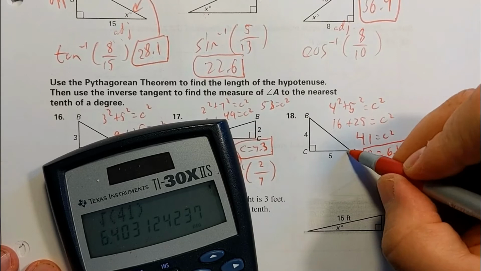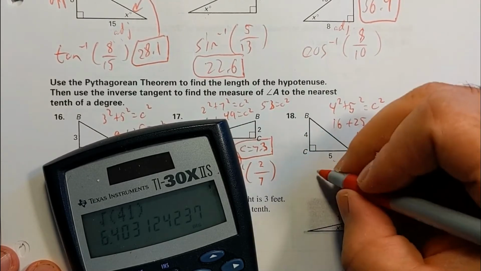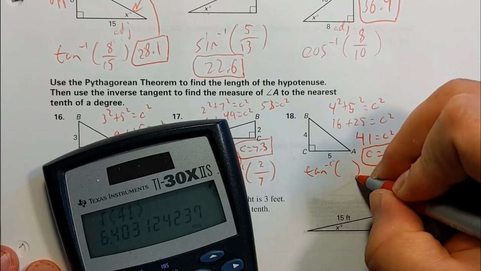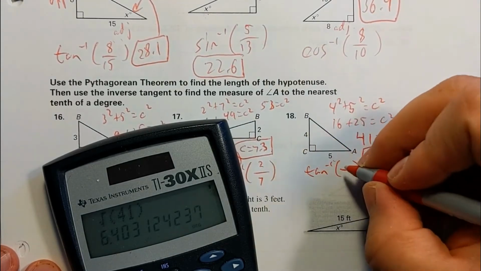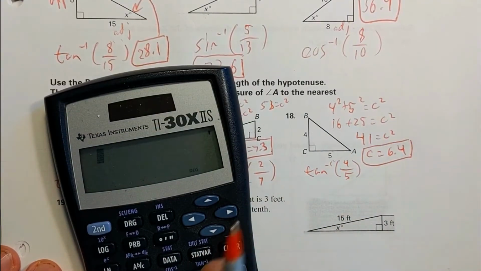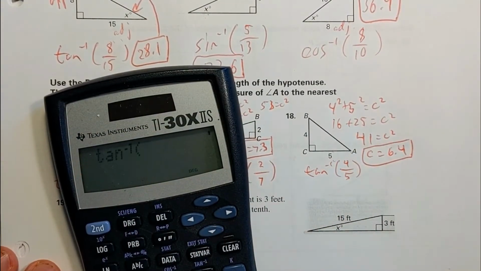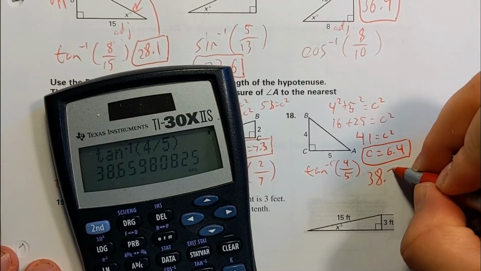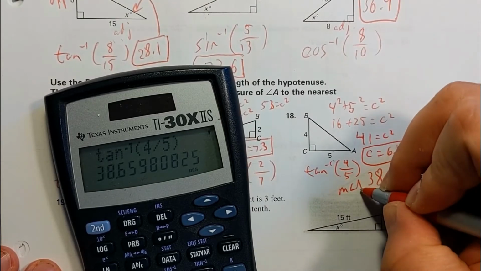And then from A, 4 is opposite, 5 is adjacent. So we're using tangent, we want the angle, so we're doing inverse. And then opposite goes to the top, adjacent goes down to the bottom, and that's what goes in our calculator. So second tangent, and then 4 divided by 5, you get 38.7. And that's the measure of angle A.